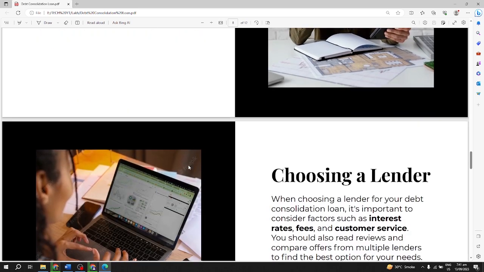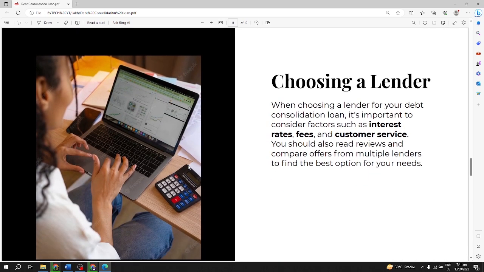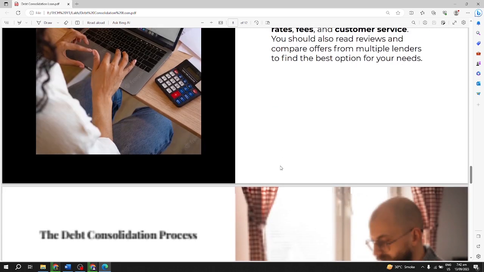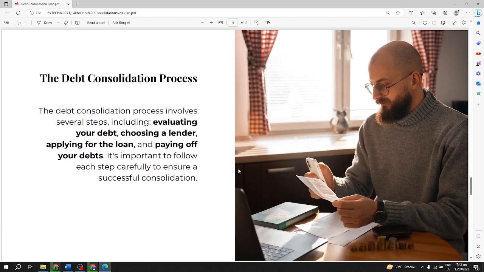So the next slide is choosing a lender. When choosing a lender for your debt consolidation loan, it's important to consider factors such as interest rates, fees, and customer service. You should also read reviews and compare offers from multiple lenders to find the best option for your needs.